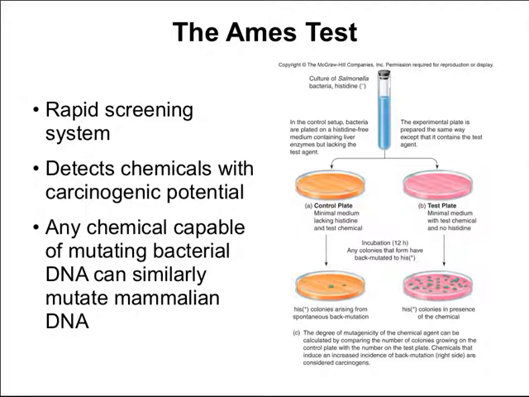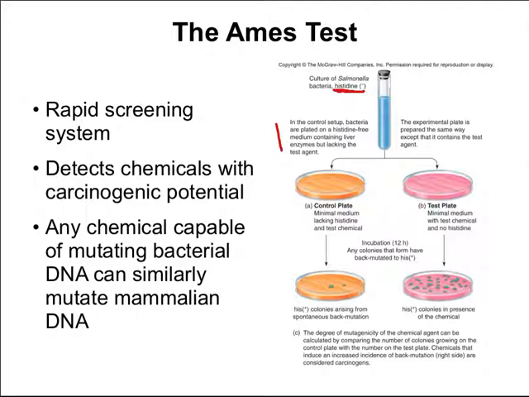Here we have our tube of Salmonella histidine minus, meaning it can't synthesize its own histidine. In the control setup over here on the left side, the bacteria are going to be plated on a histidine-free medium. So there is no histidine on this medium, and so the bacteria cannot grow unless it has a back mutation to be able to produce its own histidine. The experimental plate is prepared in exactly the same way on a histidine-free minimal medium, except that this plate contains the test agent, the thing we're wondering whether it has a carcinogenic effect.